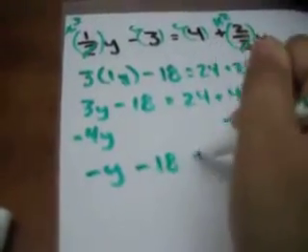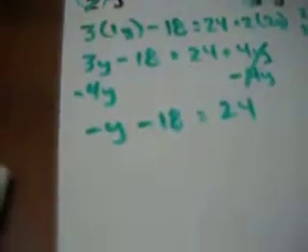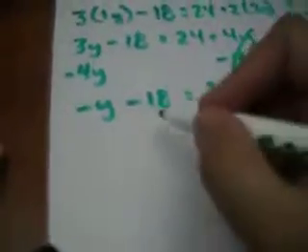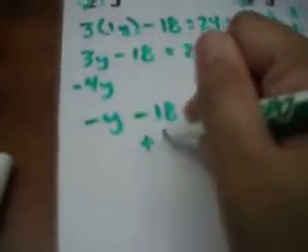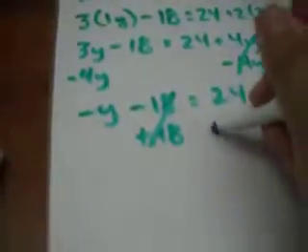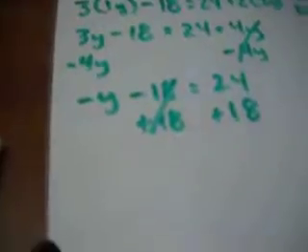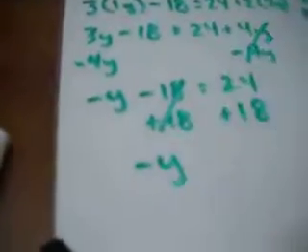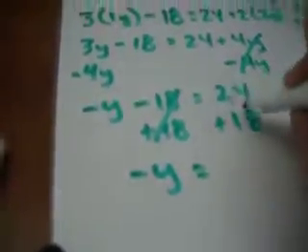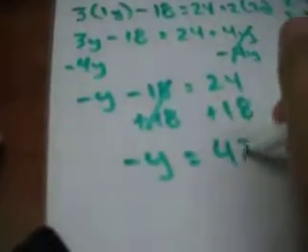Drop everything down. Now, numbers to the right. So I'm going to add 18 here, so I can cancel that out. What you do to one side, you must do to the other side. So I'm left with negative y, and 24 add 18, well, that's 42.